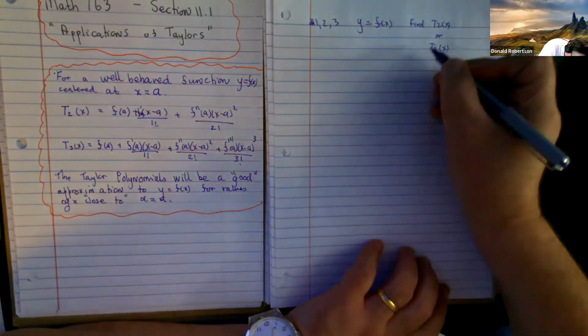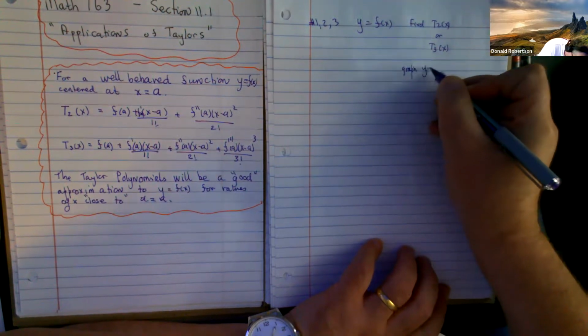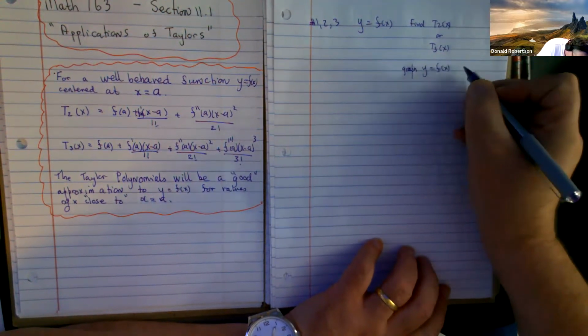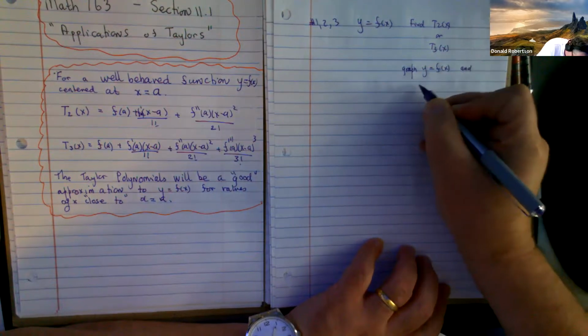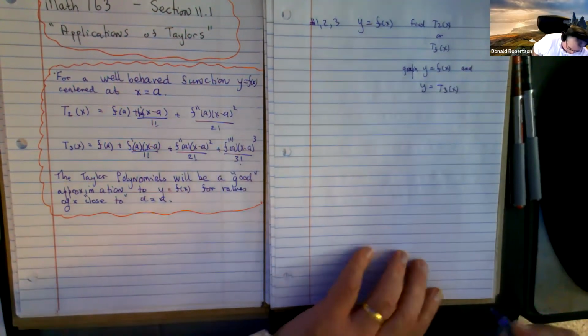And then the second part is you're going to graph what the original function looks like and what, say, T3 of x looks like.